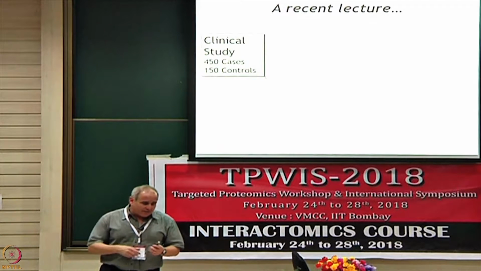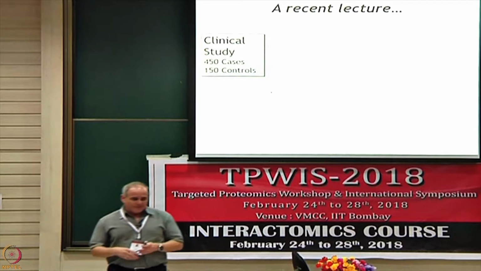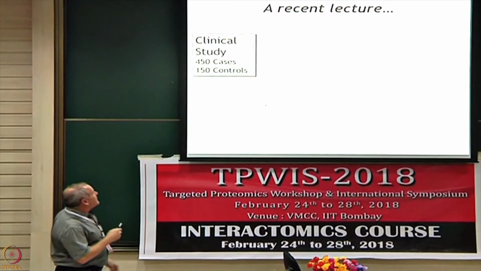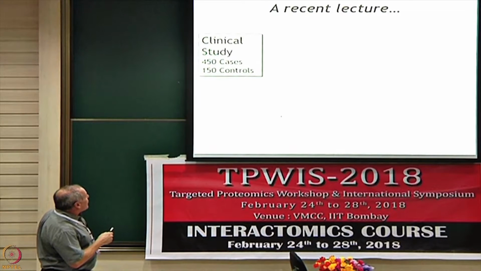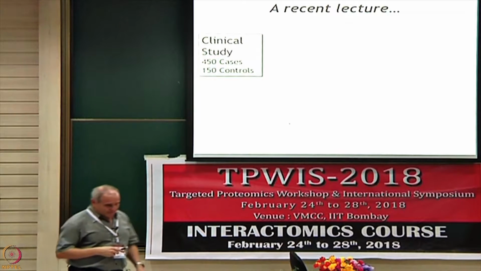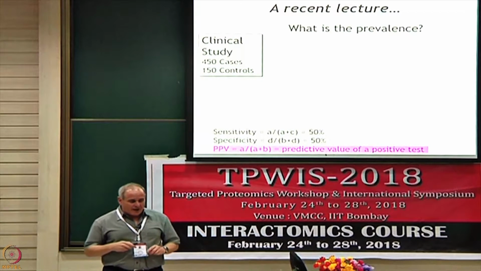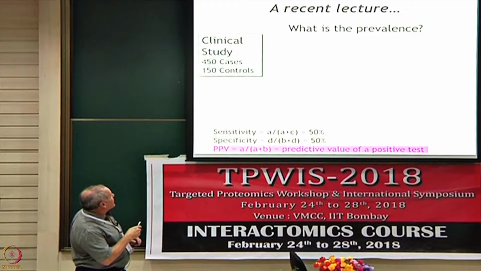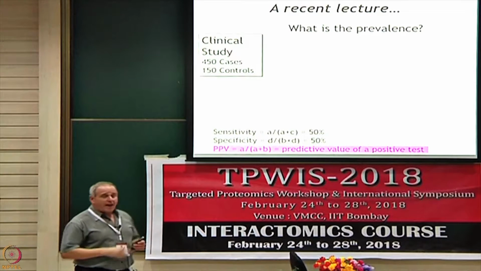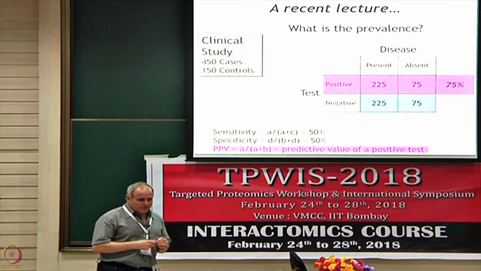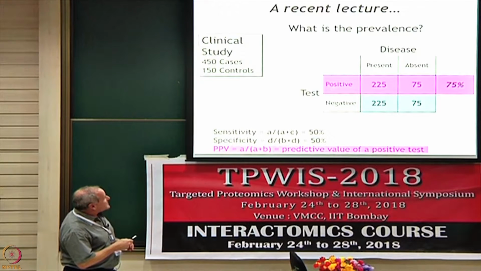Okay, so I sat through a lecture in my institute where someone was boasting about his test that he had developed. And this is the clinical study he did. 450 cases and 150 controls. So the prevalence in this population is what? The prevalence is very high, right? Because 3/4 of the people in your study have the disease. So he had this positive test, and he said that his predictive value was 75%, right?